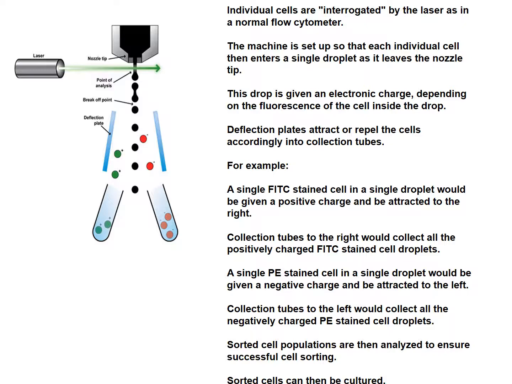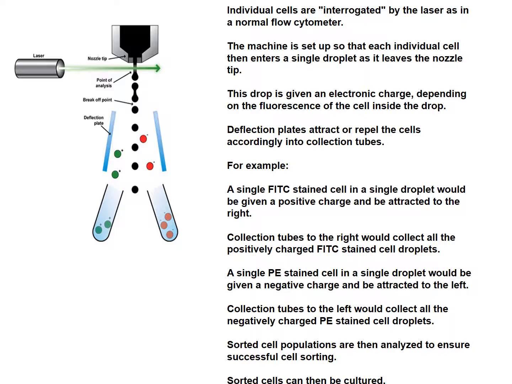a charge accordingly. And then we have deflector plates, where one charge, here's the green, and then here's the red, depending on the charge and the deflection here. So deflection plates will either attract or repel the cells depending on the nature of the deflection plates. So a single FITC green stained cell, this means it has the marker for the antibody that's tagged with FITC, and it would be attracted to the right-hand side.